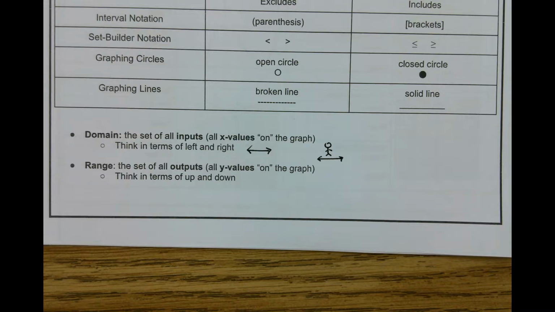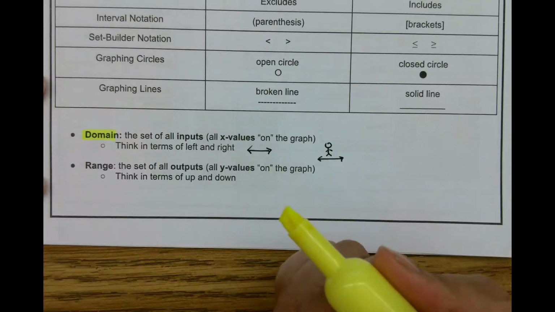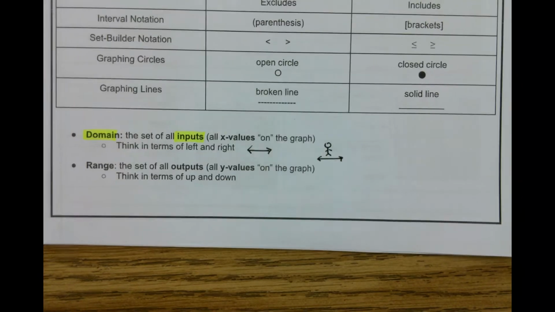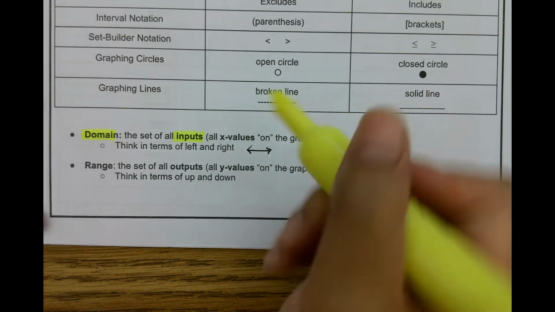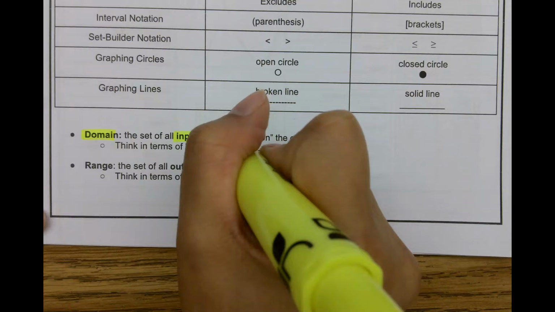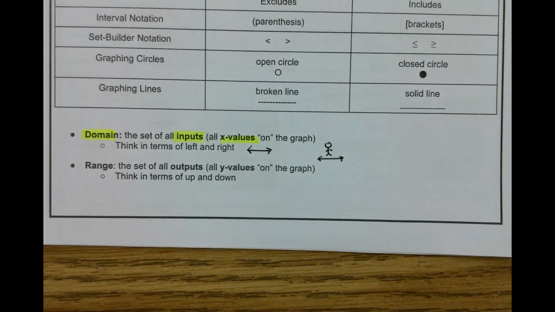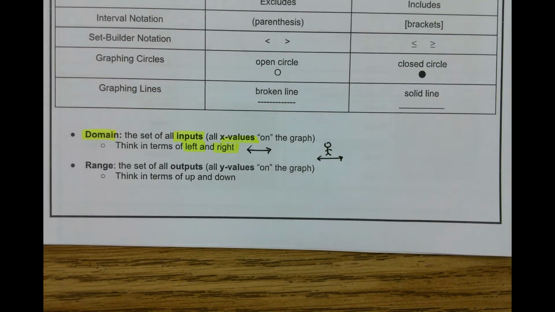Let's highlight some stuff. Domain, we associate with inputs in our function, where our inputs cannot repeat. On a graph, we call those our x values. That's our domain, and I want you to think left and right, like the person walking on your graph, walking left, walking right.